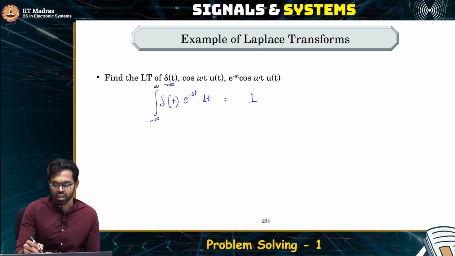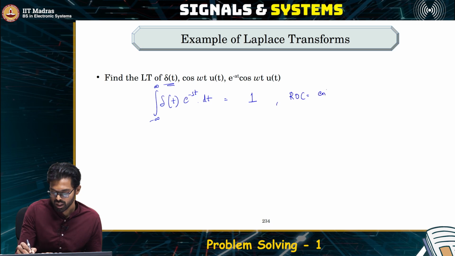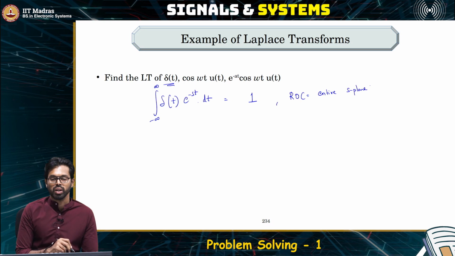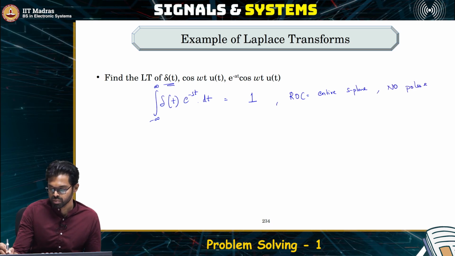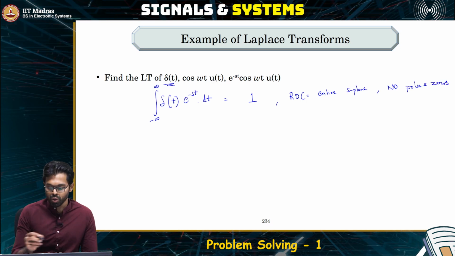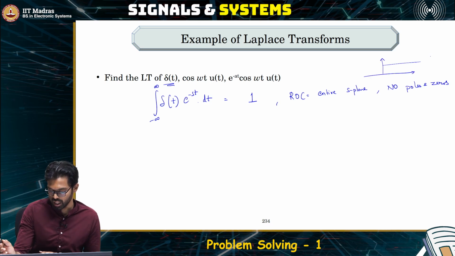Okay, and what is the ROC? ROC is the entire S plane. Okay, and there are no poles and no zeros. Because there are no poles and no zeros, how does the transfer function look like? The transfer function is just a straight line.